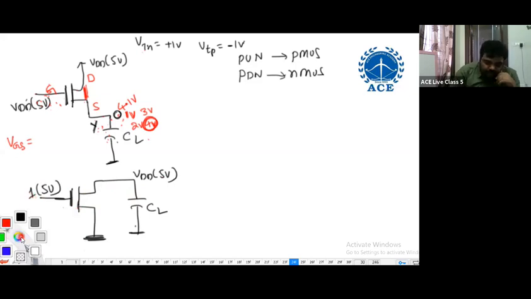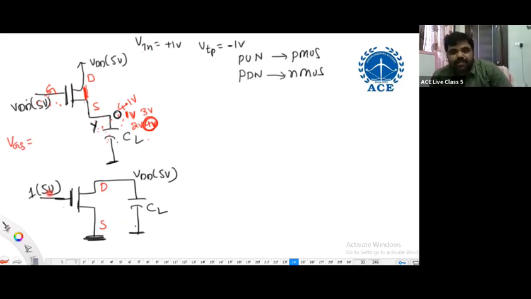So which one is drain, which one is source? Now it is grounded, source. It is drain. Try to understand correctly. Drain is at higher potential, source is at lower potential. Now gate is connected to logic 1 to switch on the N channel MOSFET.